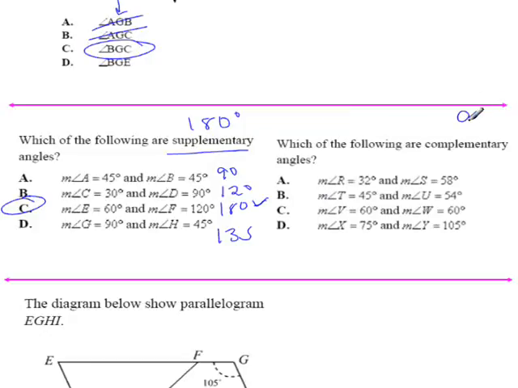Which of the following are complementary? So which of the following add up to 90 degrees? The first one, 32 plus 58, that's 90, but I do want to check the others. Let's see, this one's 99, 60 and 60 is 120, 75 and 105 is 180. It's the first one.